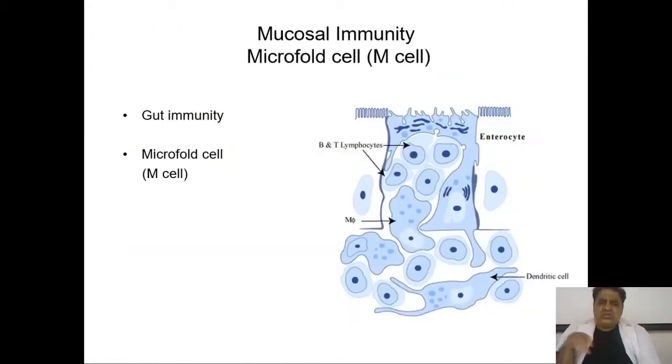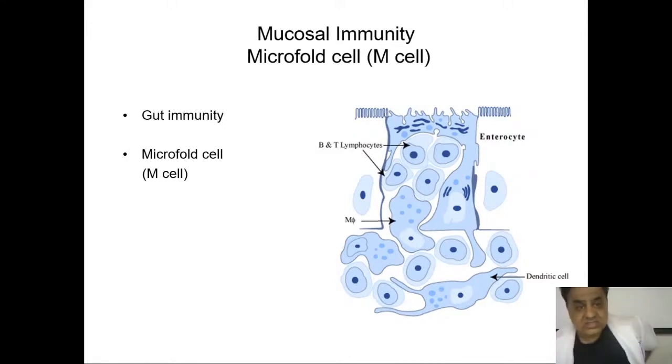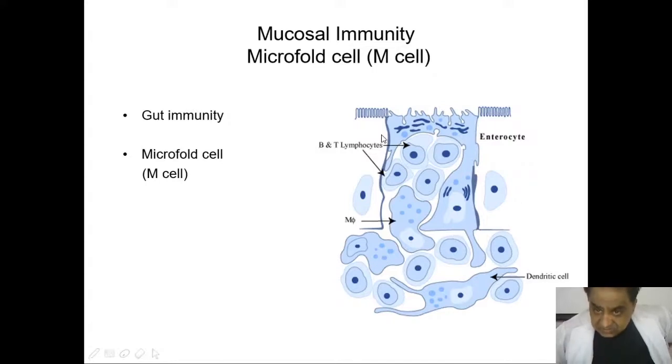Coming to a small but important concept, mucosal immunity. One component of mucosal immunity I have discussed is the secretory IgA, the antibodies which are secreted in the body secretions in the mucosa. One more important cell which helps in mucosal immunity, especially in the gut and other parts of the body, is the mucosal M cell or the microfold cell. The actual name is microfold cell, we can call it the M cell. It's nothing but a cell in the body mucosa, in the gut especially.